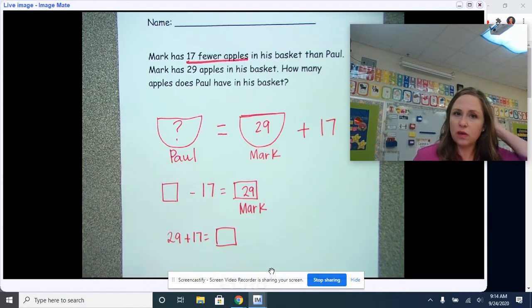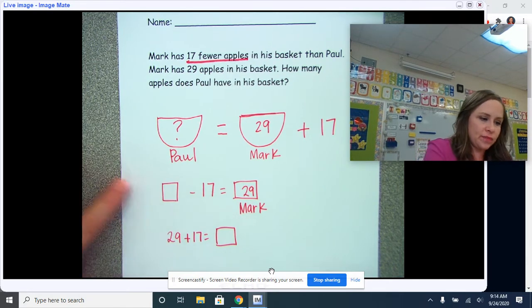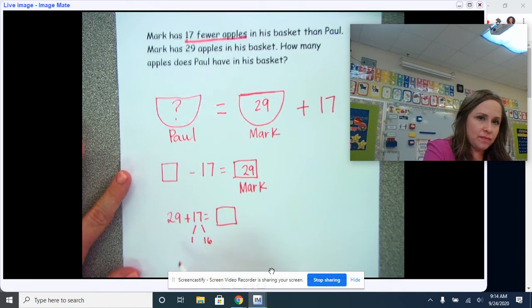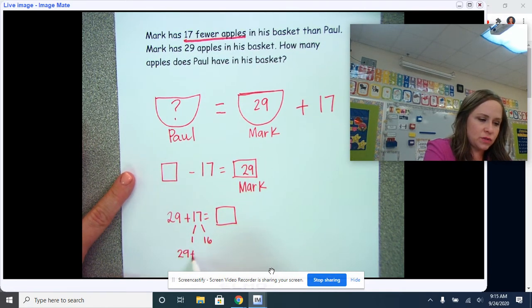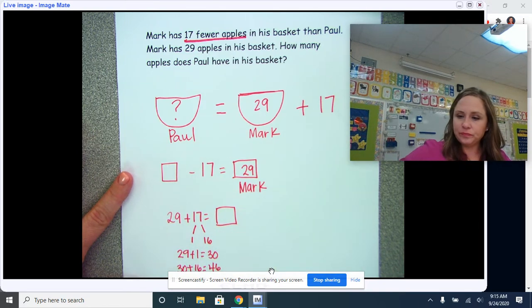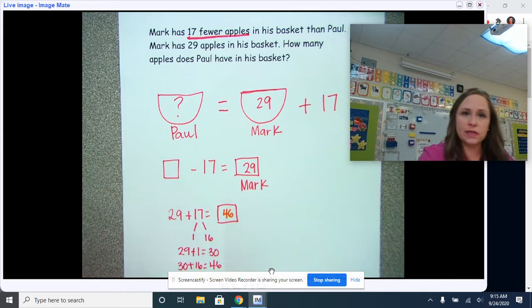Paul's number. What I'm going to do is I see that 29 is almost 30. So I'm going to take 1 away from 17, leaving me with 16. This is a number bond. And I'm going to add 29 plus 1 equals 30. And 30 plus 16 equals 46. So that tells me the missing number is 46.